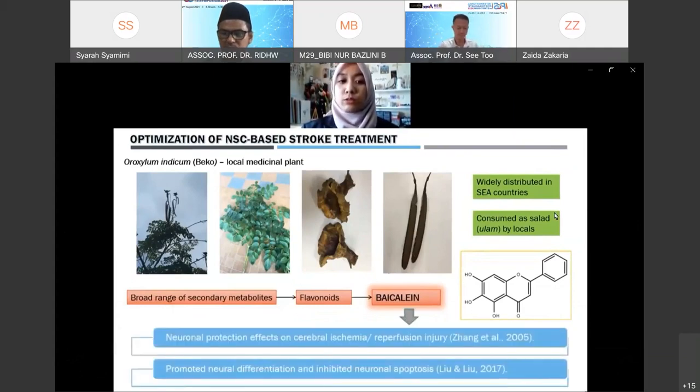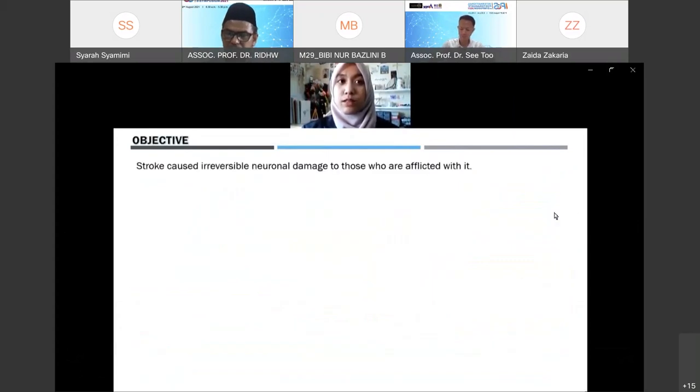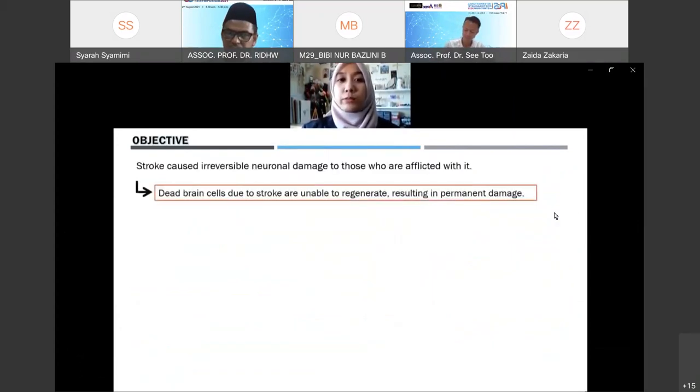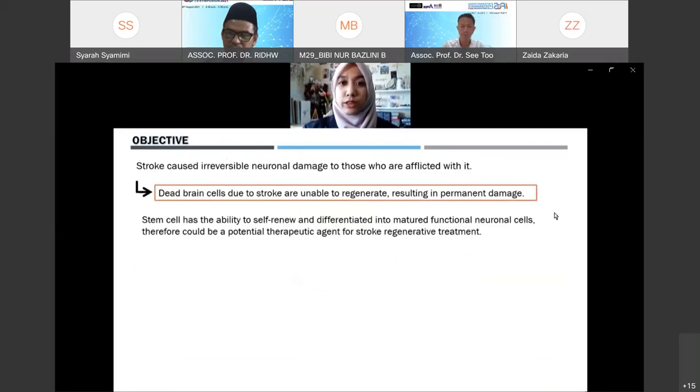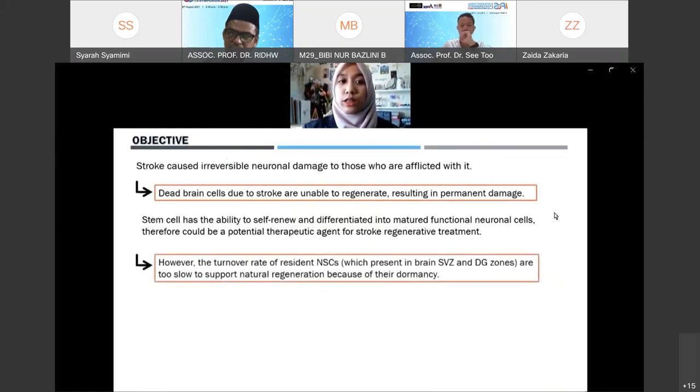Baicalin has been reported to have neuronal protection effects on cerebral ischemia or reperfusion injury, and it has also been reported to promote neural differentiation and inhibit neuronal apoptosis. In short, stroke has caused permanent neuronal damage to those who are afflicted with it because the dead brain cells due to stroke are unable to regenerate. Stem cells, which have the ability to self-renew and differentiate into mature functional neuronal cells, could be a potential therapeutic agent for stroke. But the turnover rate of resident neural stem cells is too slow to support natural regeneration because of their dormancy. As a result, neural stem cells are still unable to effectively regenerate damaged tissues today.